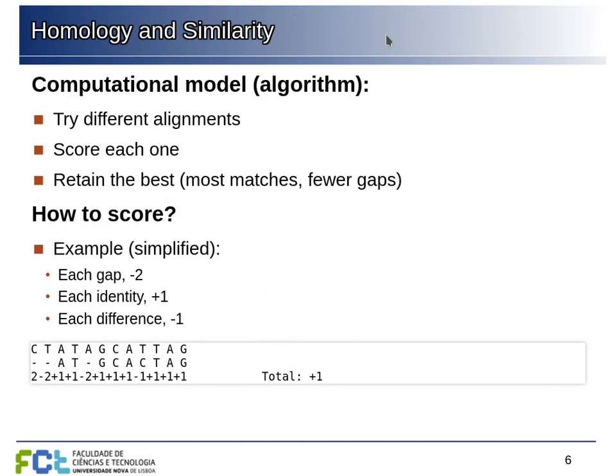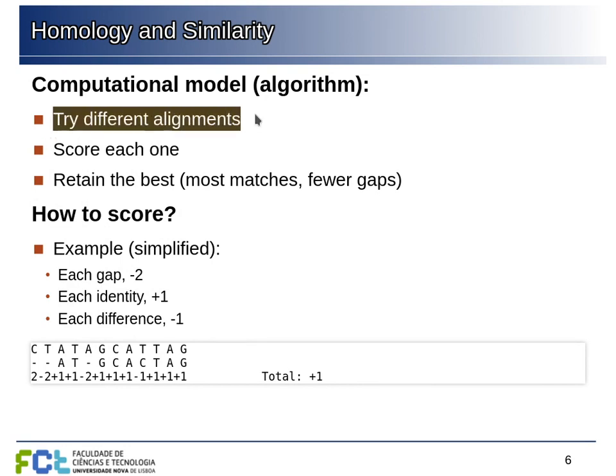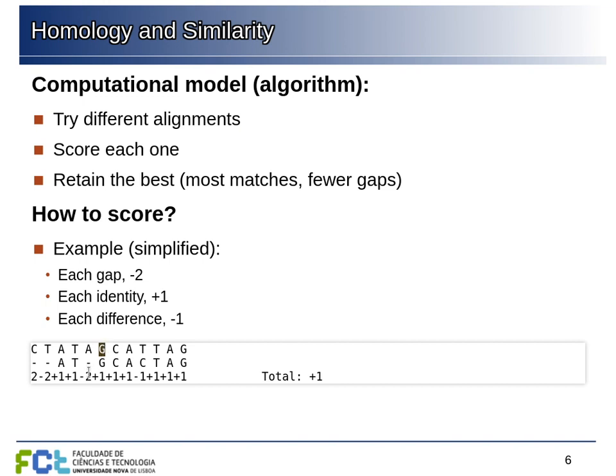Okay, so this is the computational algorithm. We need a way to score the alignment, to check how good the alignment is, and we're going to try different alignments, different combinations of matching the parts of the sequence, and we're going to find the best one. So the one with the most matches between equal nucleotides, for example, and the smaller number of gaps, and so on. So the first thing we need is a way to score our alignments.